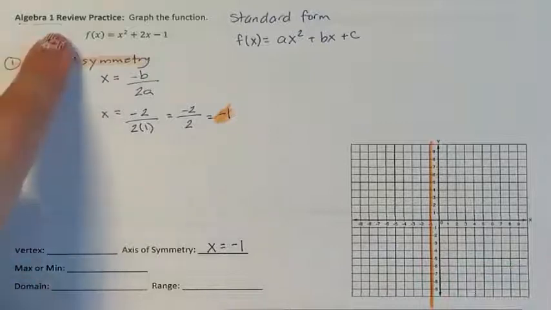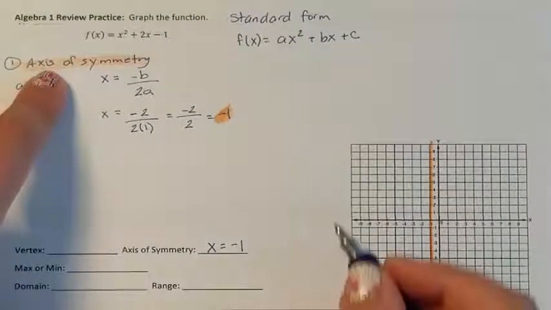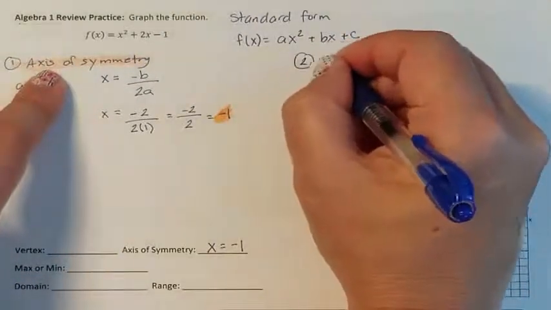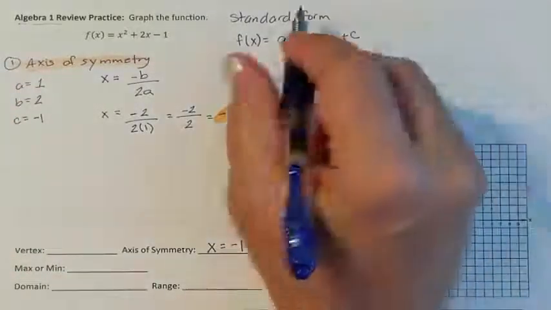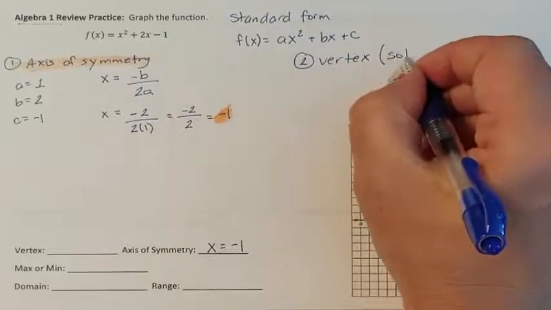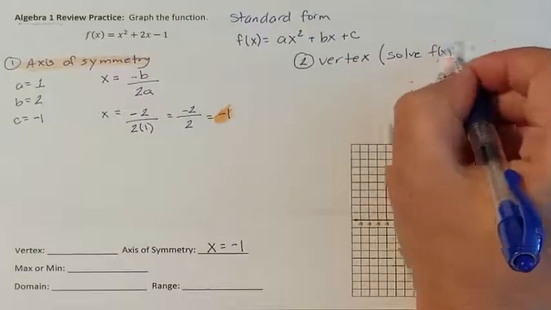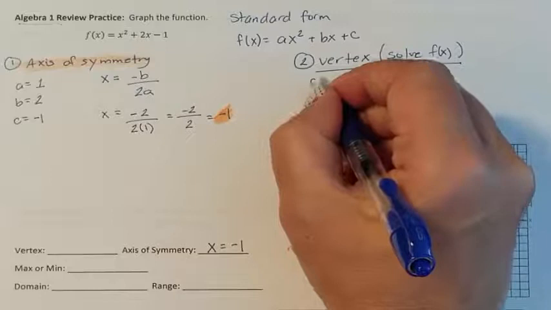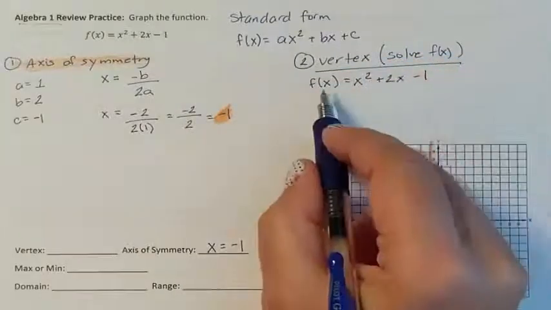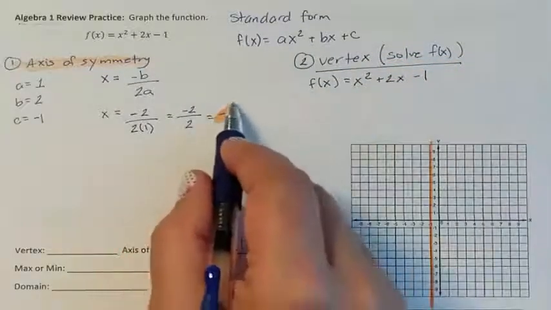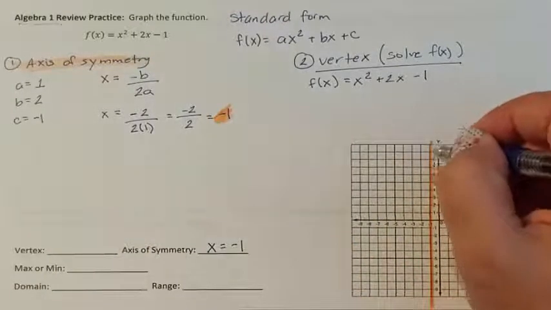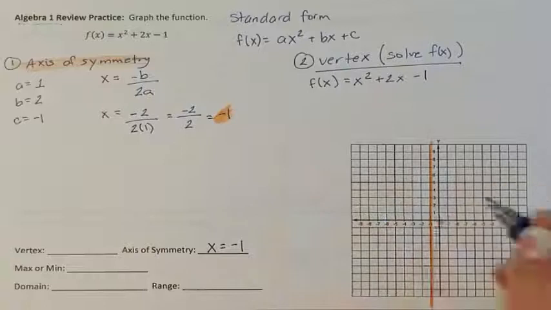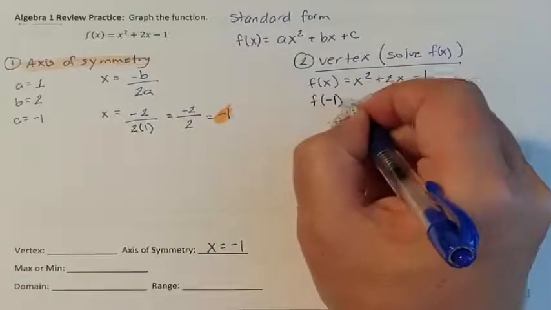In Algebra 1, after you found the axis of symmetry, the next thing that you were supposed to find is the vertex. To find the vertex in standard form, you're just going to solve for f of x. So here is our f of x equation. And we're being asked to solve this problem at the axis of symmetry because it's going to live on this orange line. Where on this orange line will it live? We have to test negative 1 to find out.